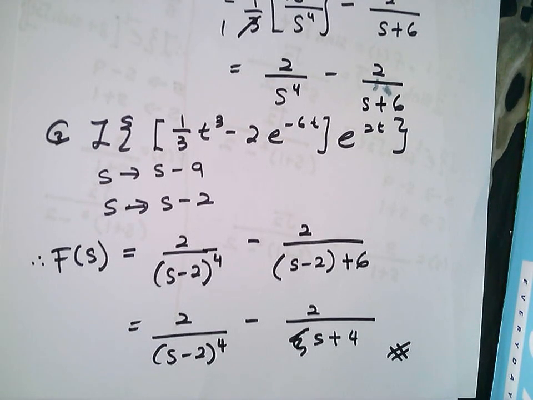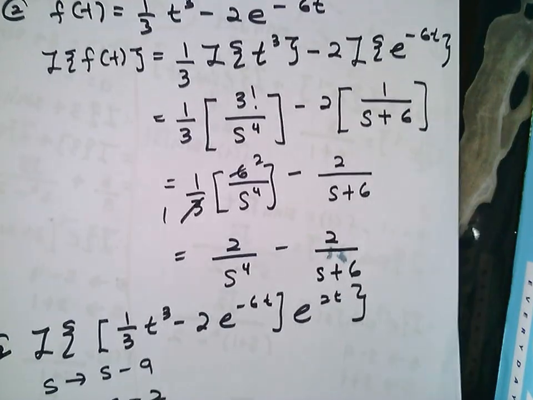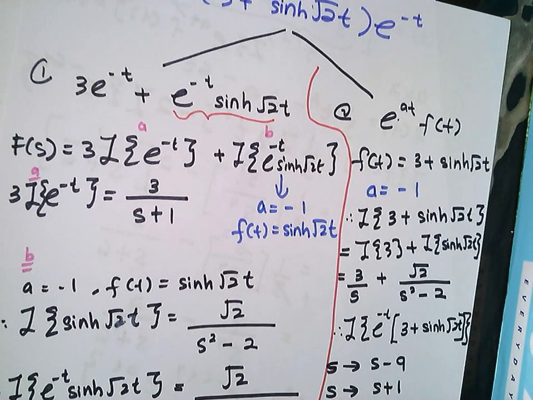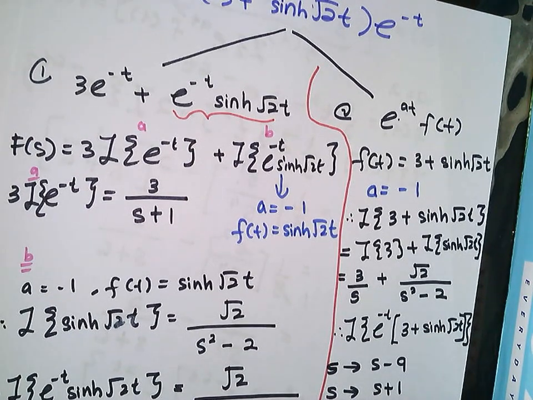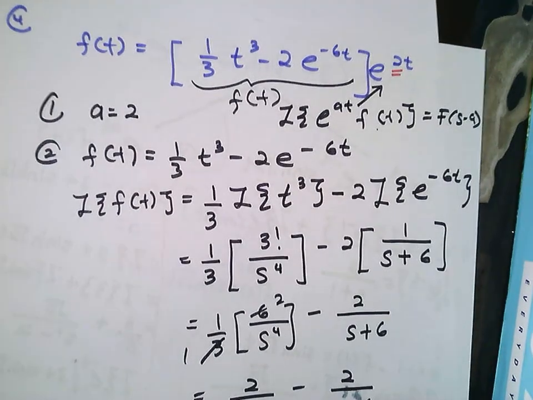So I have already explained 4 examples on how to use the first shift property. Take a look back. If you still don't understand, you can just repeat this video again and again, and if you are able to understand, please try to do the exercise in your notes.